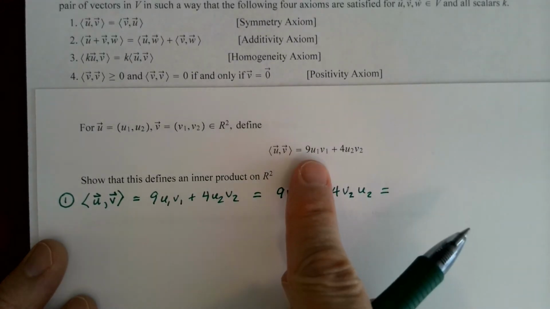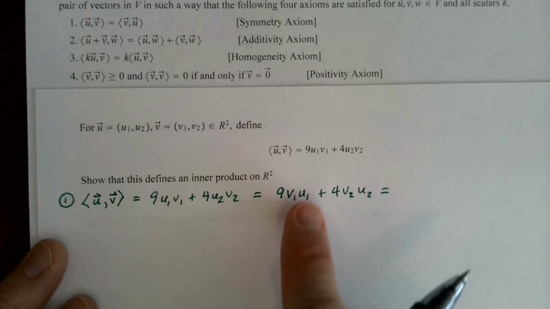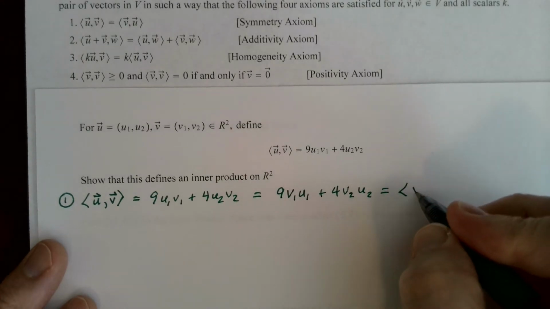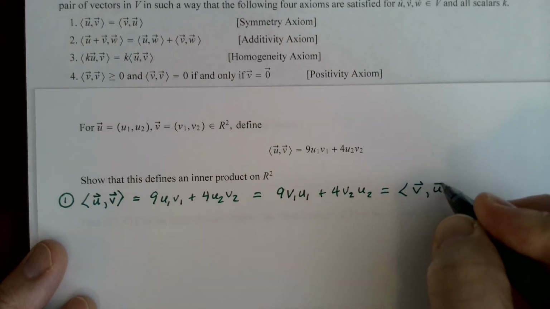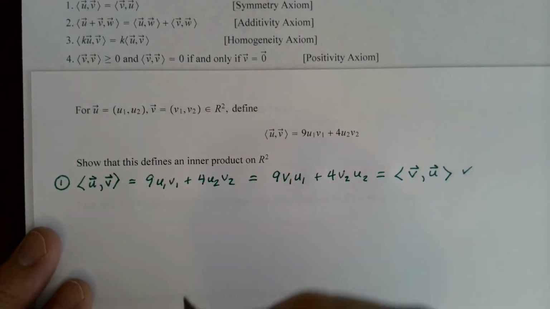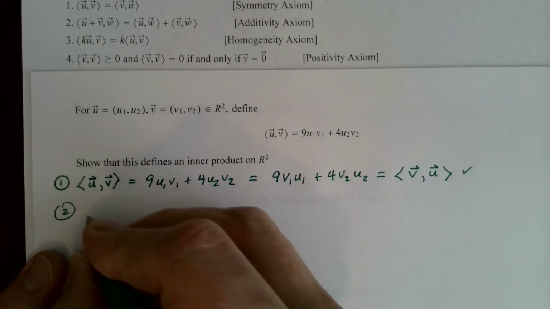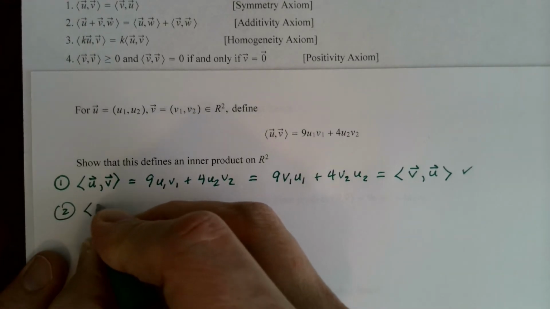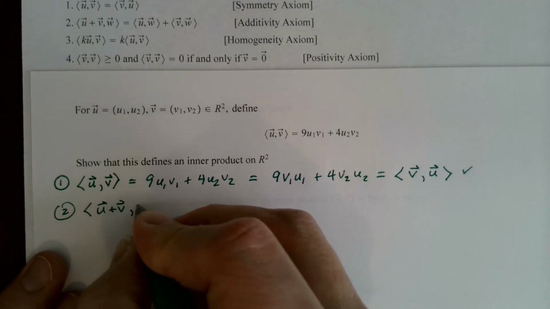But then by definition, if this is ⟨u, v⟩, then this would be, again, ⟨v, u⟩. And we have the symmetry axiom satisfied. Okay. The next is the additivity axiom, so let's look at that. That starts with the vector u plus v.